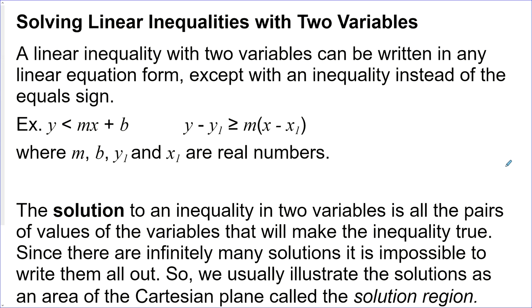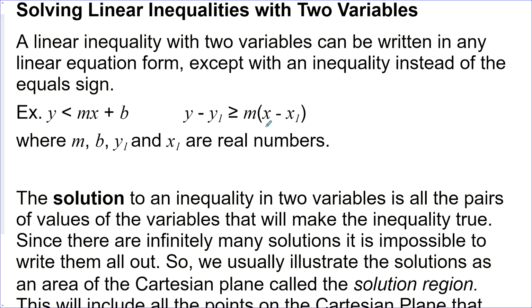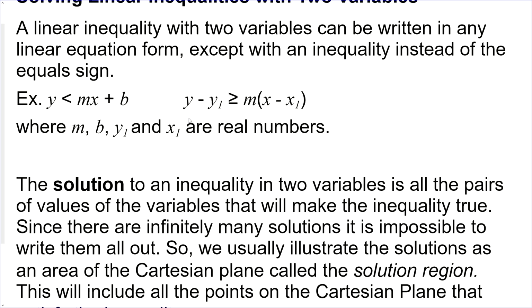Now we want to solve linear inequalities that have two variables. They can be written any way you want. They could be written in something like a slope y-intercept form, or maybe a slope point form, or just some non-standard way. But as soon as we see that there's two variables here, then we need solutions that have an x and a y component.